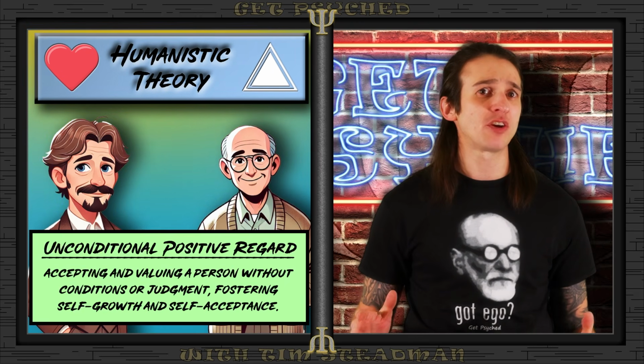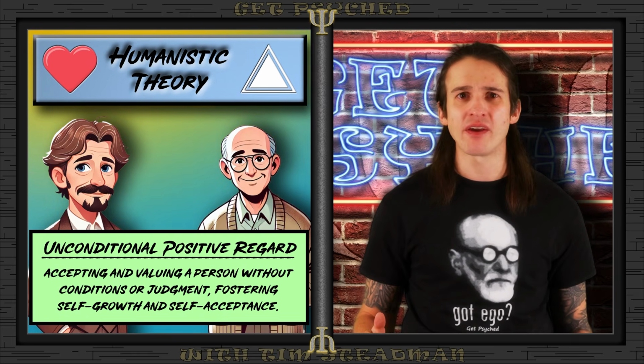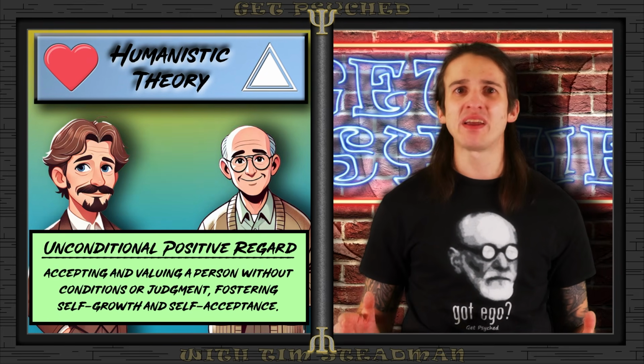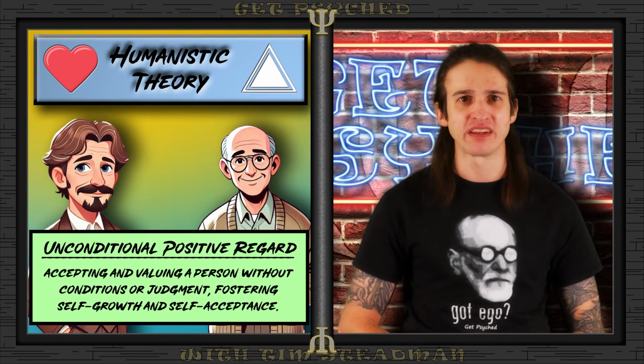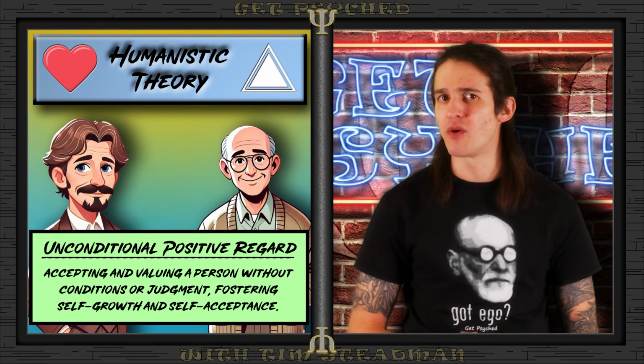One of the key concepts in humanistic psychology is unconditional positive regard, a term coined by Carl Rogers. This is the idea of being fully accepted and valued no matter what, kind of like having a best friend who supports you unconditionally. Rogers believed that this kind of acceptance is crucial for people to grow and develop.